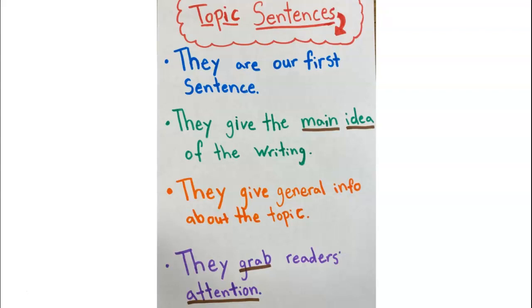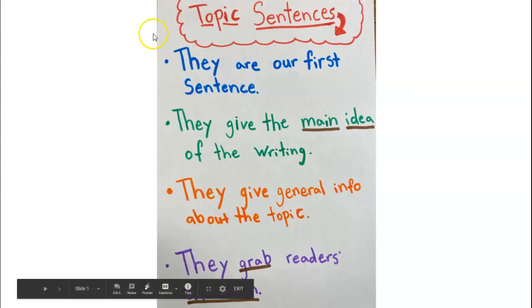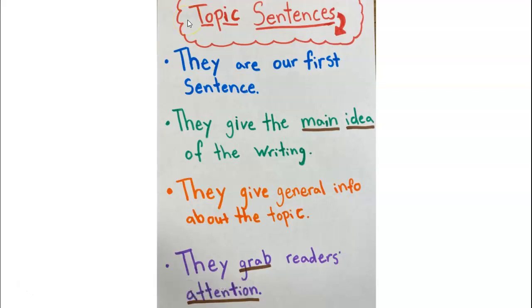So the first thing we're going to do is talk about topic sentences. The topic sentence usually is the very first sentence in your paragraph. It's going to give you the main idea of the writing, and it just gives you some general information about the topic. But most importantly, you want to grab your reader's attention with your topic sentence. So those are the 4 key points that you need to make sure you have when you're writing a topic sentence or you're looking for a topic sentence in something that you're reading.